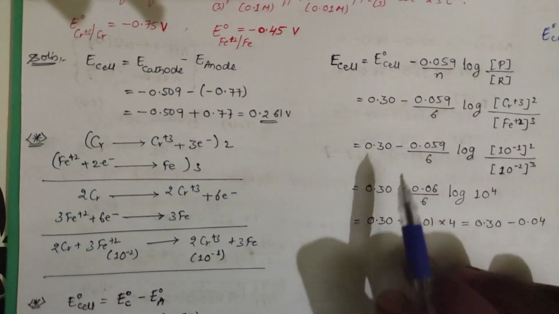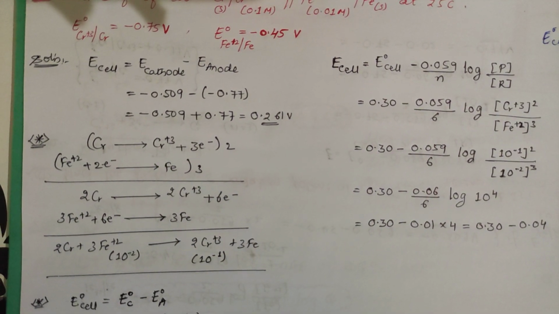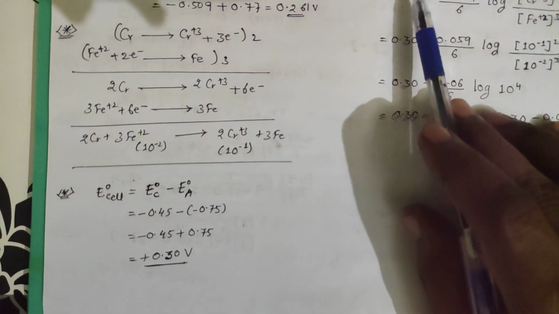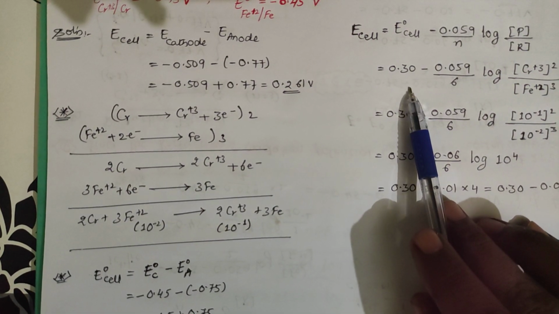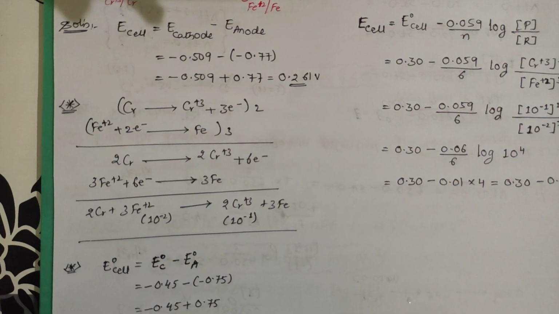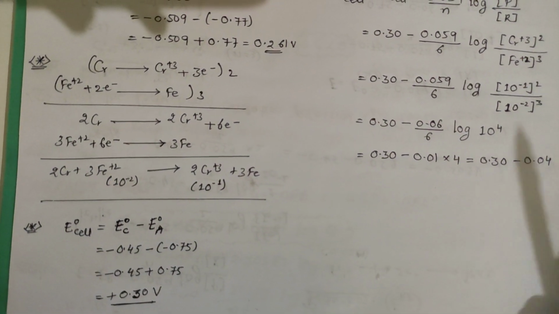In this pattern, if you want E naught of the cell, I have written it already here. So minus 0.45 minus of minus, we will be getting 0.30. That value has been substituted here. This is one of the patterns. What I have done here is, individually I have found it. You can do that personally. You will have a good idea of how to do the problem.